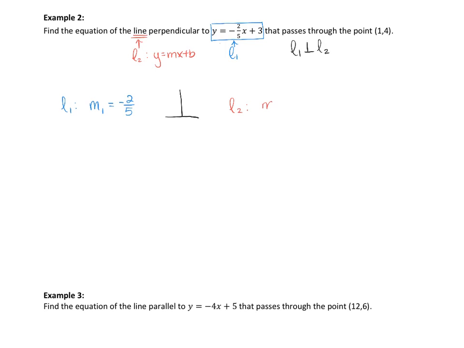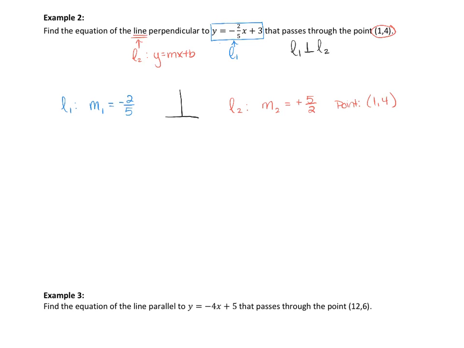So if these two lines are going to be perpendicular to each other, something has to be true about their slopes. If the slope of L1 is negative 2 over 5, then the slope of L2 has to be the negative reciprocal. The negative of a negative is positive, and the reciprocal of 2 over 5 is 5 over 2. Now to write the equation, I need the slope, but I also need a point. Notice that we're told that the line we're trying to write the equation for has to pass through the point (1, 4). So there is our point.